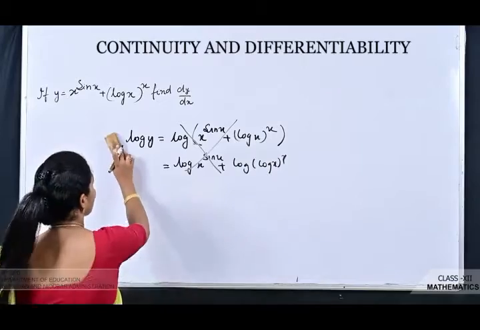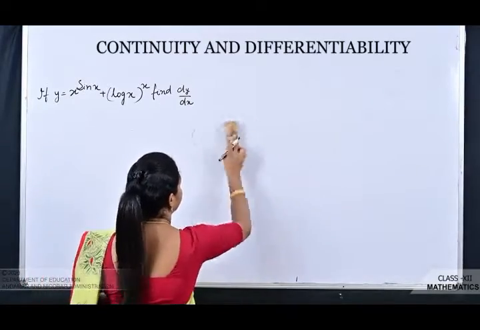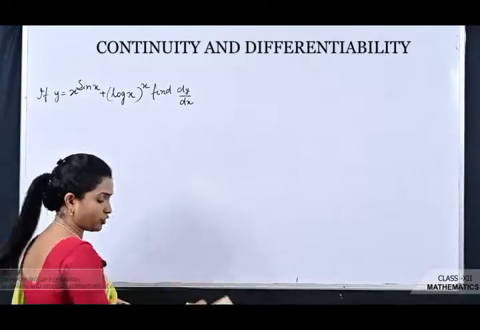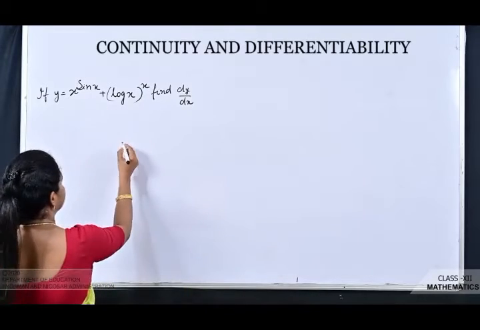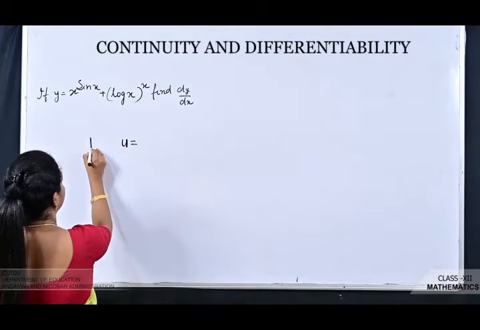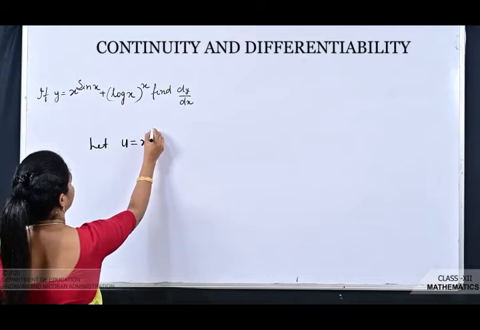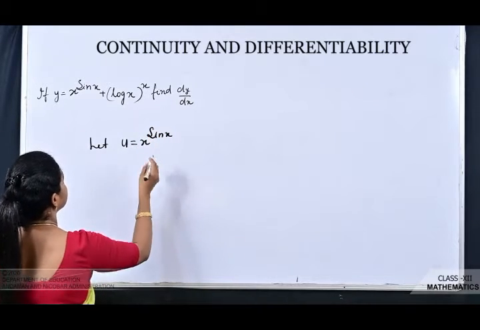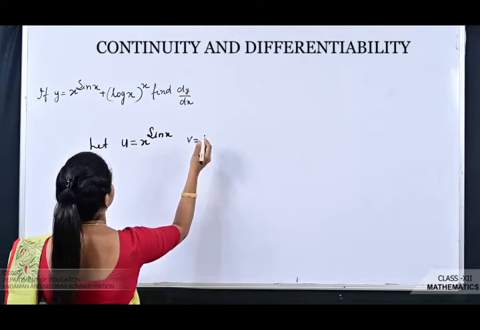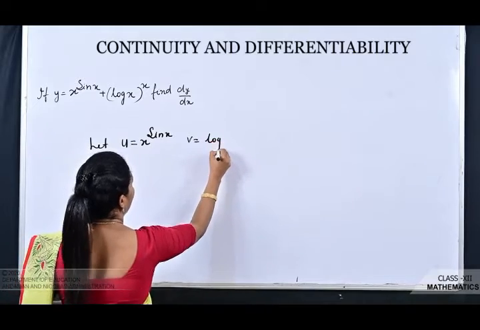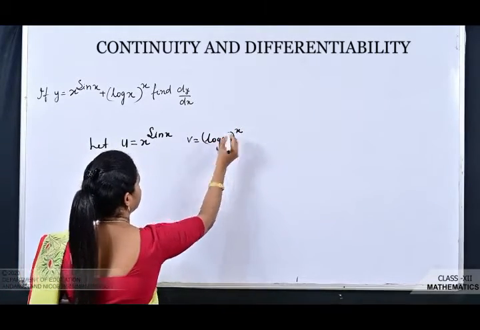So how to solve this type of question? Now what you will do here, suppose let u is equal to x to the power sin x and v is equal to log x to the power x. You will take them separately.